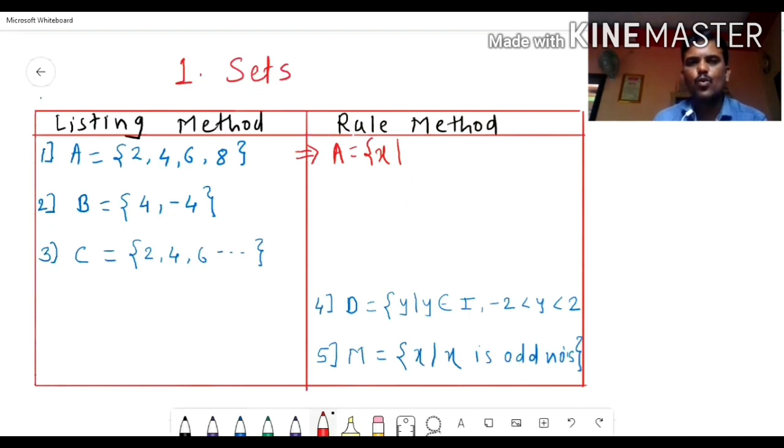2, 4, 6, 8 is what? 2, 4, 6, 8 are even numbers. So we are writing here x is an even number.